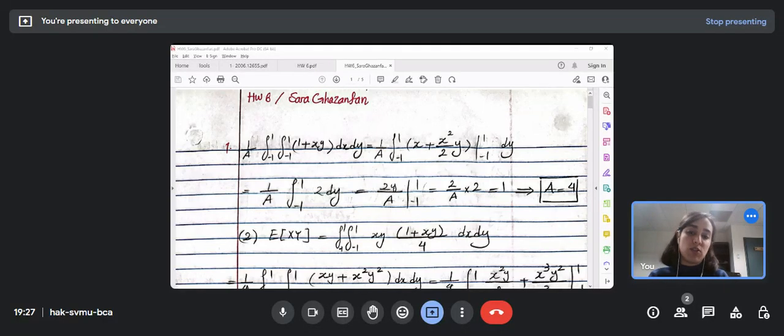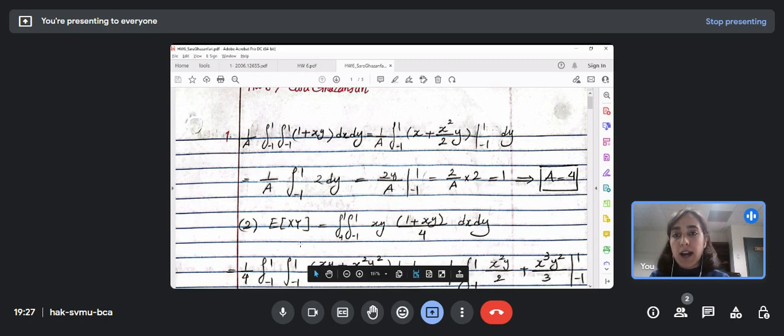So 1 turns to x, and xy turns to x to the power of 2 divided by 2 times y. After putting the 1 and minus 1 into this formula, the part which contains a y is going to be removed, and then we should take the integral of 2 with respect to y. So we will get 2 times y divided by a, and after substituting the ranges, this should be equal to 1, so a is equal to 4.